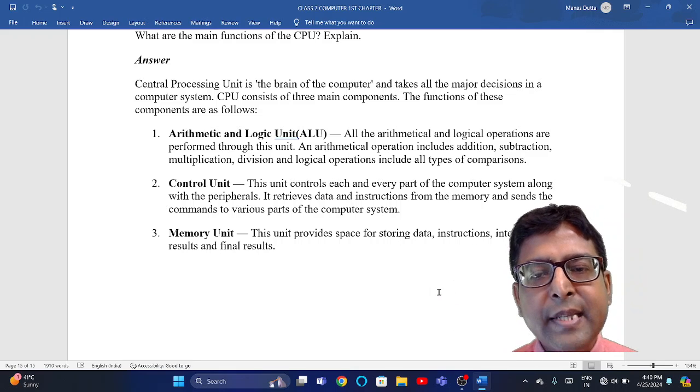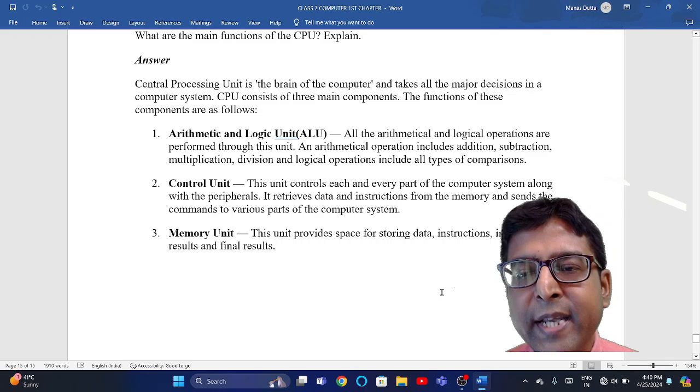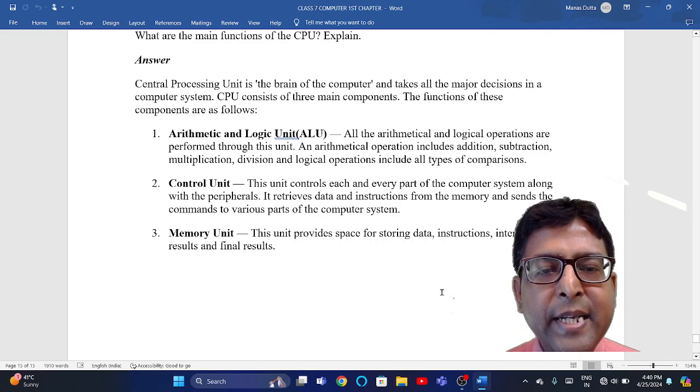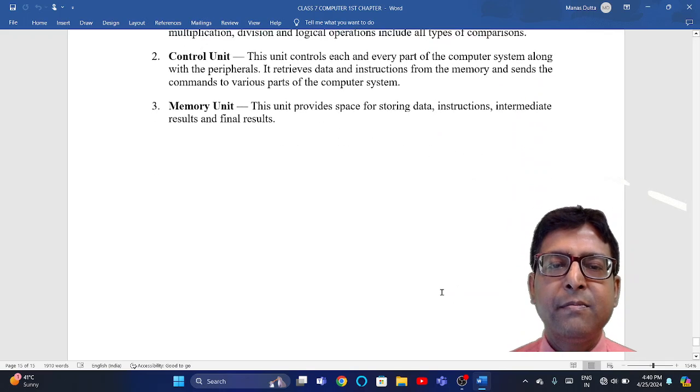Memory unit. This unit provides space for storing data, instructions, intermediate results and final results.